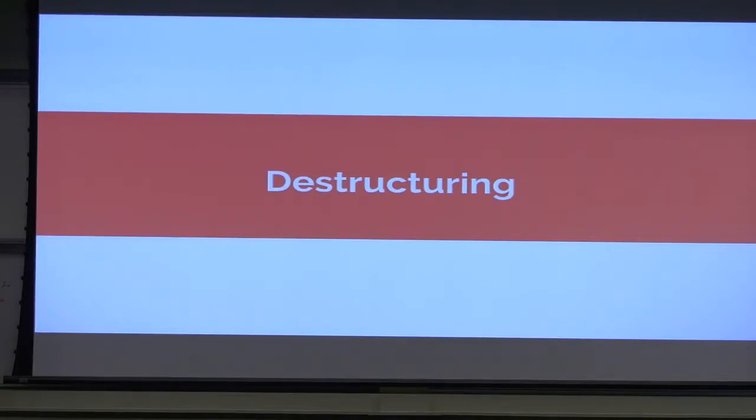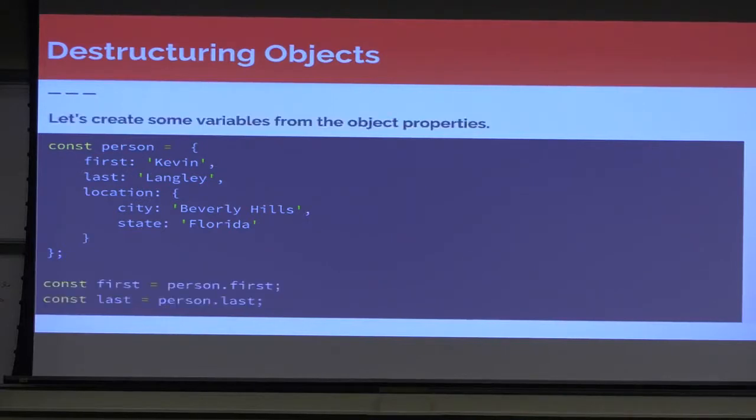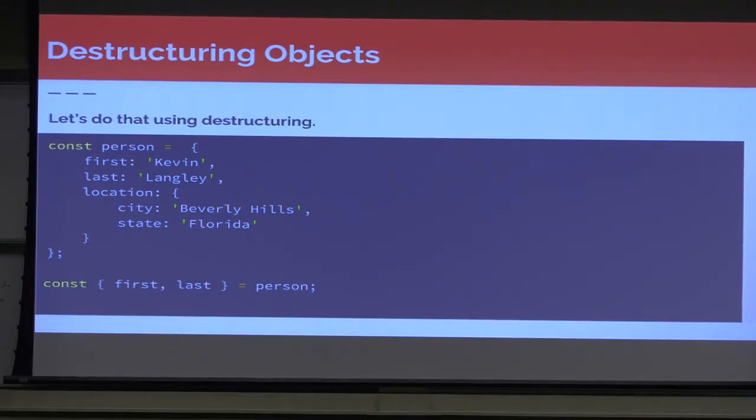The next topic we're going to be discussing is destructuring. So here we have a person object. Kevin Langley. My location is Beverly Hills, Florida. And let's create some variables from that object. So let's create a first, and that's equal to person.first. Let's create a last variable. That's equal to person.last. But with destructuring, we can actually do this.